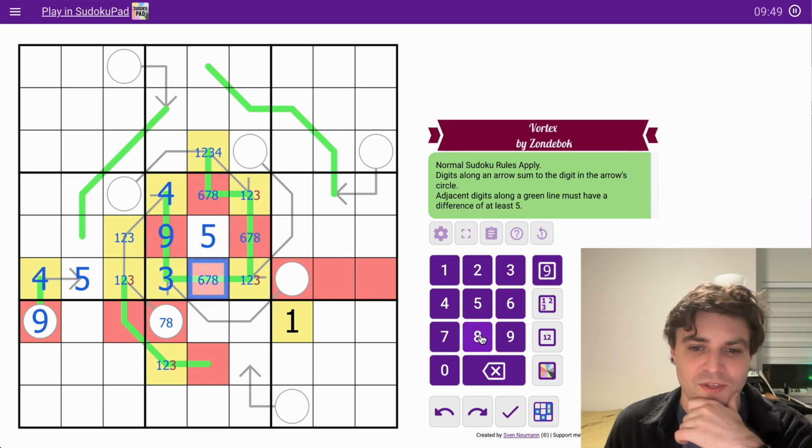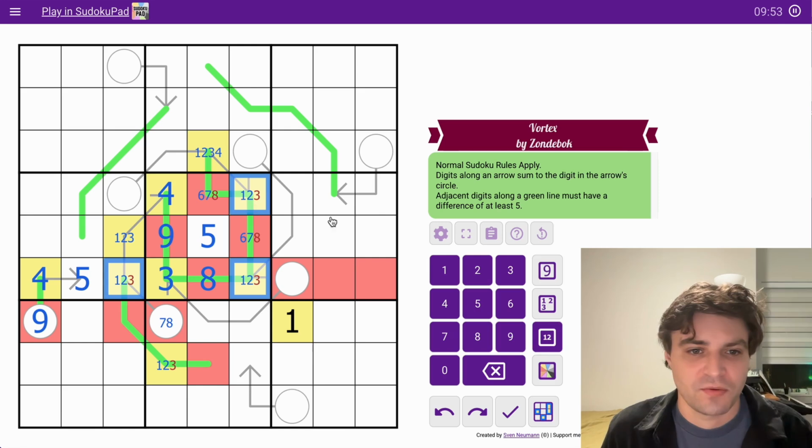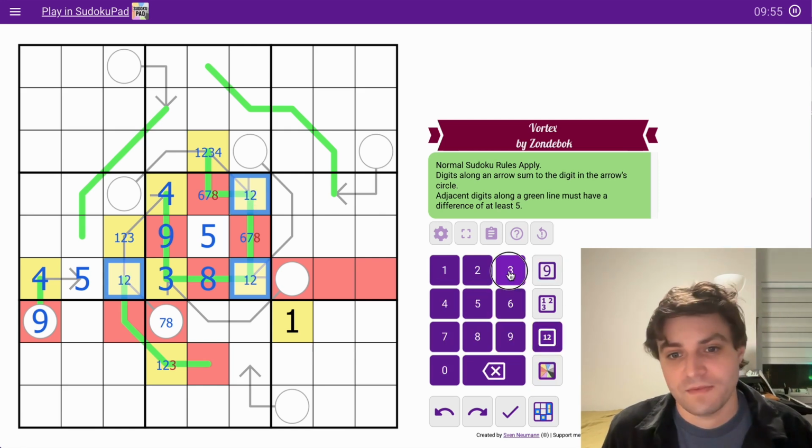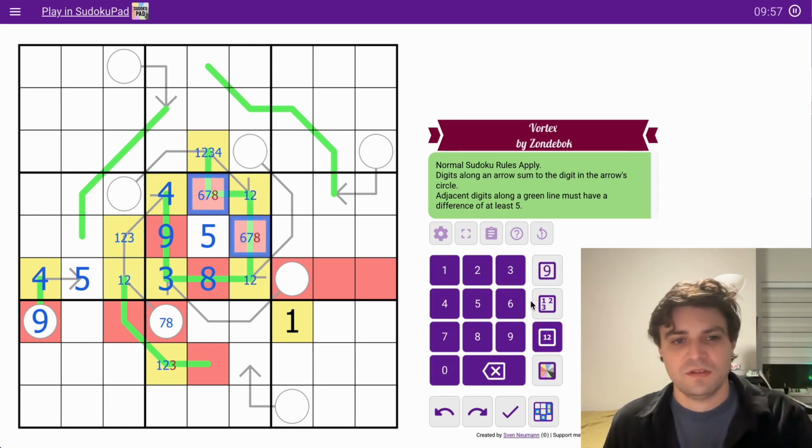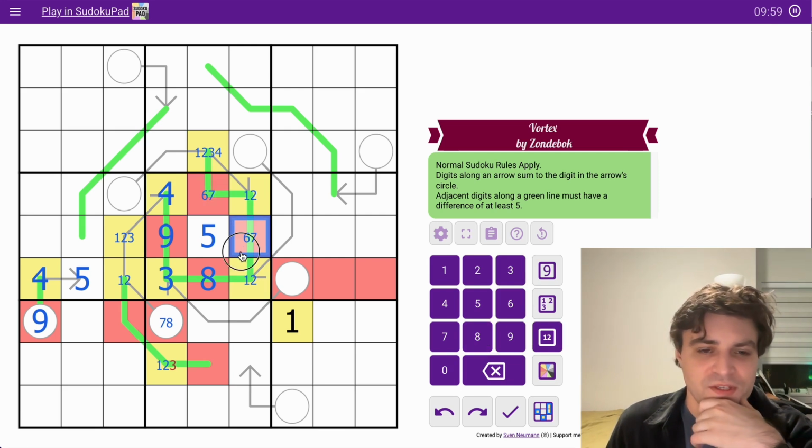You're a 3, and now you need to be our 8. And now neither of you are allowed to be a 3. Neither of you are allowed to be a 3, and neither of you are allowed to be an 8. Now, it's not possible for a 6 to go here. This would force both of these to be a 1.